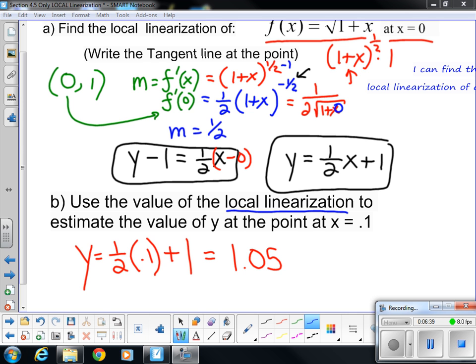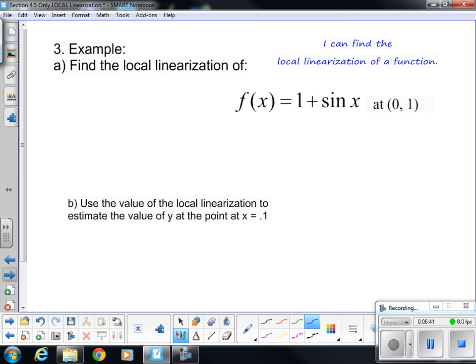y. Okay, next example. We have a little bit more fun equation, but they've already given us the point. So we know that the point is 0, 1. We just have to find the slope, which is the derivative. Okay, so same problem as the last one, just a different equation. So the derivative of this equals 0.